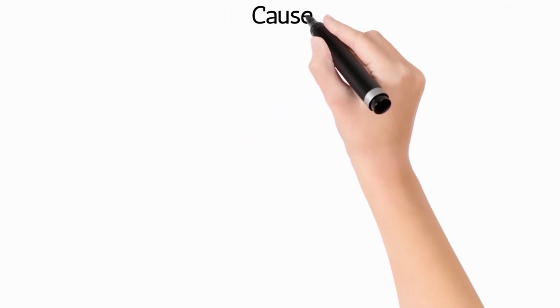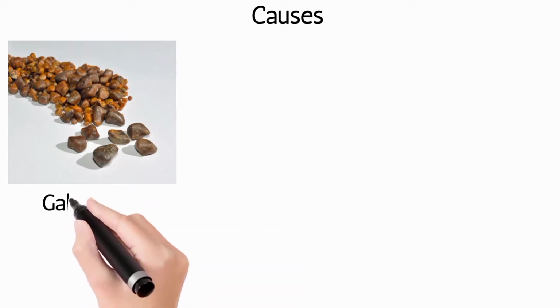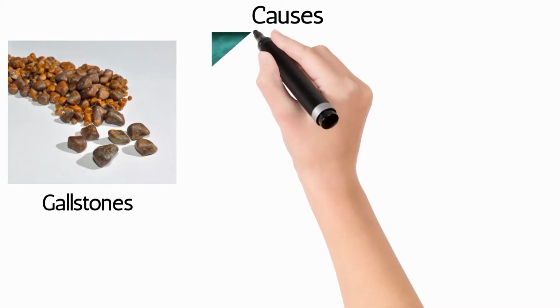The causes of this condition are: 1. Gallstones. Most often, cholecystitis is the result of hard particles that develop in your gallbladder. Gallstones can block the cystic duct, which is the tube through which bile flows when it leaves the gallbladder. Bile builds up in the gallbladder, causing inflammation.